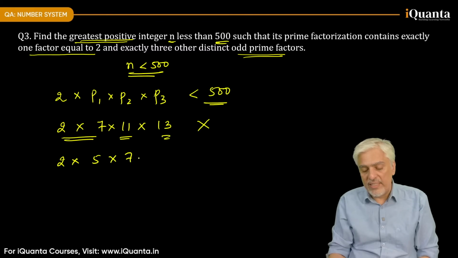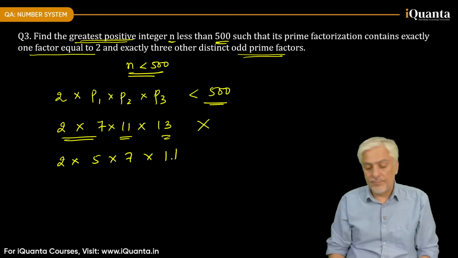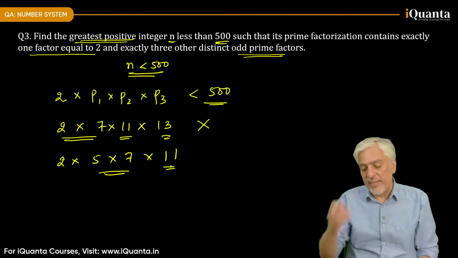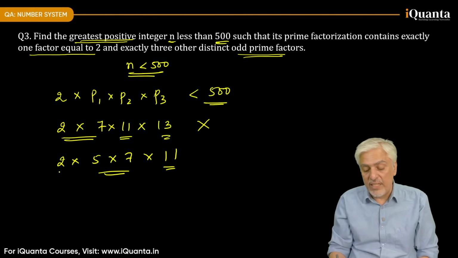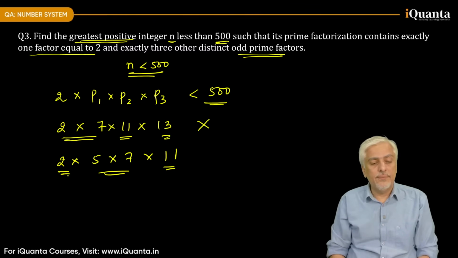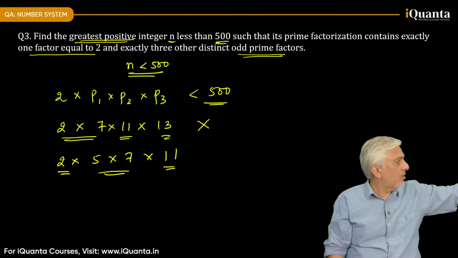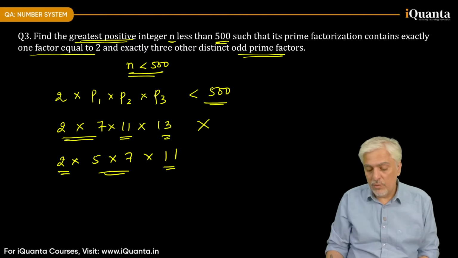5 into 7 into 11. 35, 35 elevens are 385. 385 into 2 is also bigger. 35 elevens are 385. This is also bigger. So out.